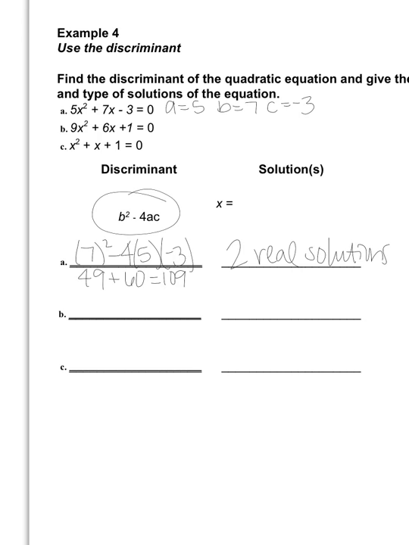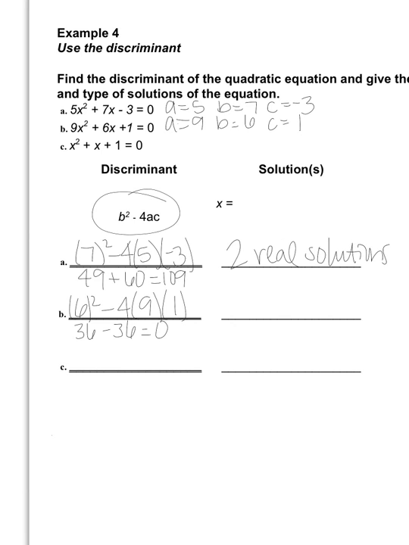Okay, let's look at part B. a equals 9, b equals 6, and c equals 1. Plugging into your discriminant formula, b squared, so 6 squared, minus 4 times a, which is 9, times c, which is 1. That's going to give you 36 minus 36, so that would give you 0. When it's 0, there's only one real solution.